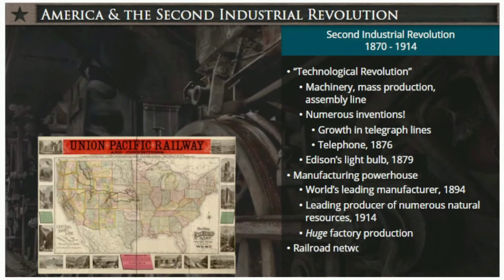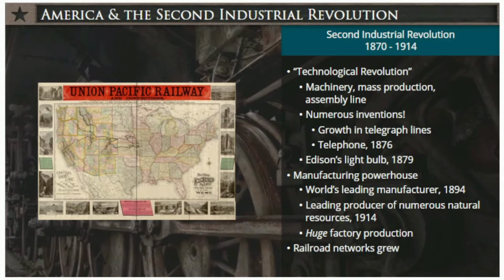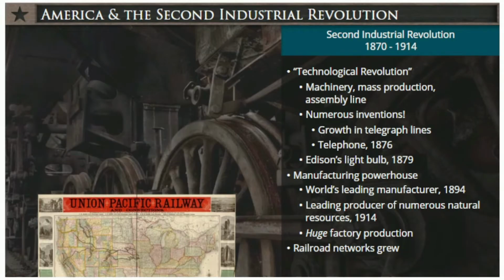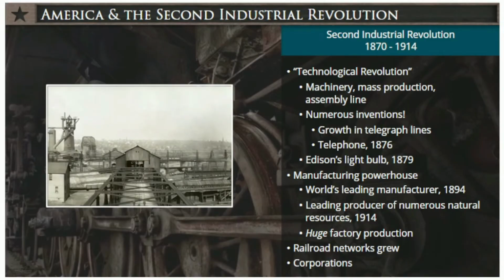With the increase in steel production during this era, railway networks began to crisscross the nation, eventually connecting the east and west coasts. The completion of these networks helped grow American industry as goods could be transported more quickly and easily across the country. And finally, new entities called corporations were developed.